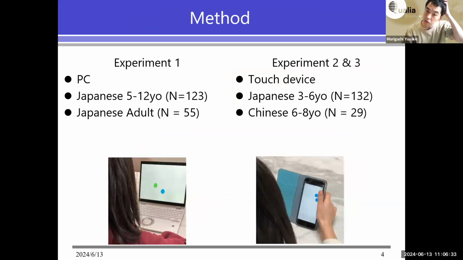So we conducted 3 experiments. One is a PC experiment, and the other 2 experiments used a touch device or a smartphone. In experiment 1, we used a PC, and Japanese 5 to 12-year-old children and Japanese adults participated. In experiments 2 and 3, we used a touch device, such as a smartphone, and Japanese and Chinese children participated. These experiments were conducted entirely online.